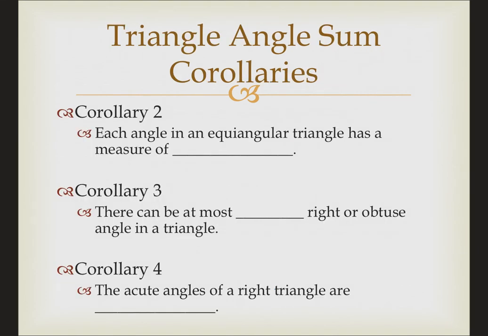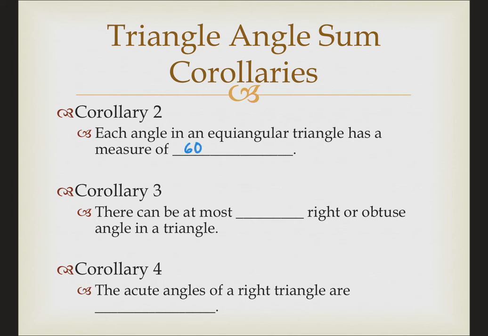Now, corollaries. Corollaries are statements that follow immediately after you've proven a theorem. So theorems need to be proven. But once they're proven, there are some things that logically just happen. They're logical conclusions. All right? Kind of like extra things that you can conclude. Now, corollary number 2 is that each angle in an equilateral triangle has a measure of 60.